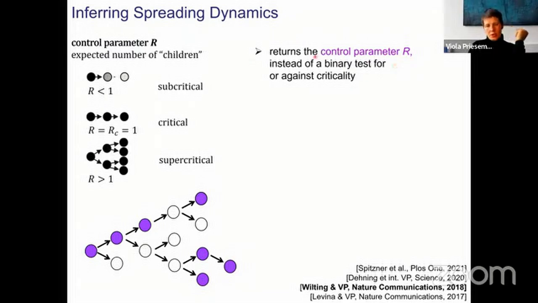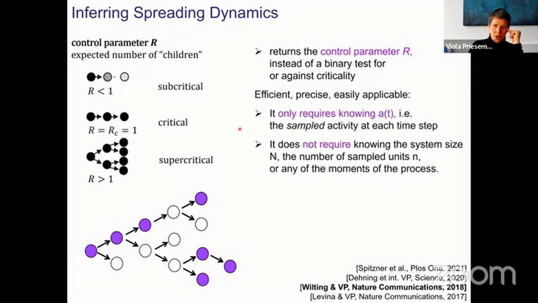Why do I put this contrast? It's a point I can't go too much into, but you might be familiar, as in the seminar series, that people very often have looked at avalanche size distributions and checked whether or not they follow a power law, and that would be, for example, a binary test for or against criticality. It has also been the classical approach in neuroscience.